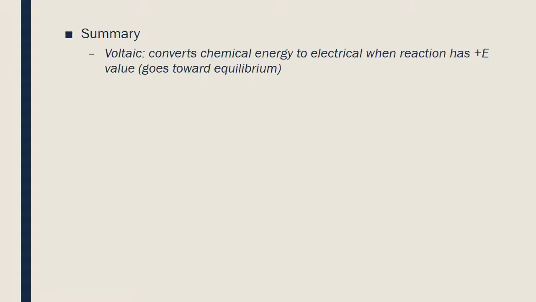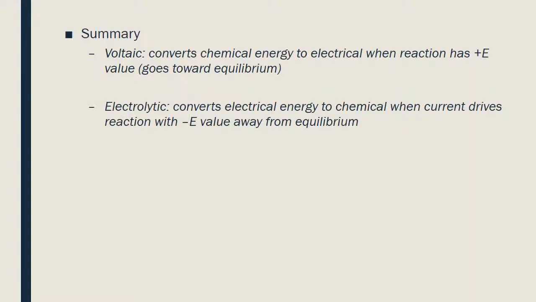So, a summary of everything we've talked about in 9.2 and 19.1. A voltaic cell converts chemical energy to electrical energy when the reaction has a positive E theta value, and it's going to go towards equilibrium. So it is a spontaneous reaction. An electrolytic cell converts electrical energy to chemical energy when the current drives the reaction with a negative E theta value away from equilibrium. So voltaic cells are like a battery. The electrolytic cell is taking that battery and recharging it and reversing the process that was run. That is the easiest way to relate it to each other.